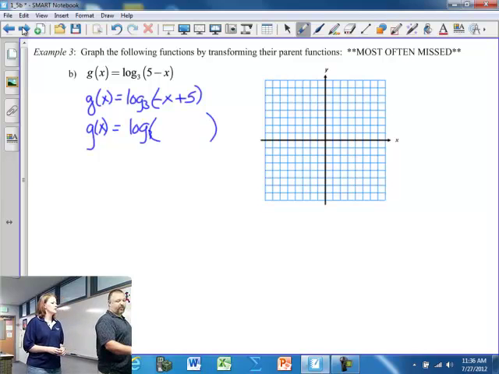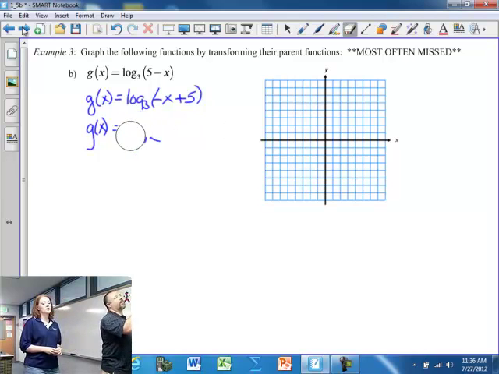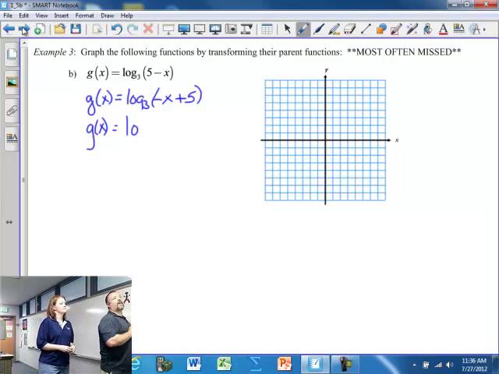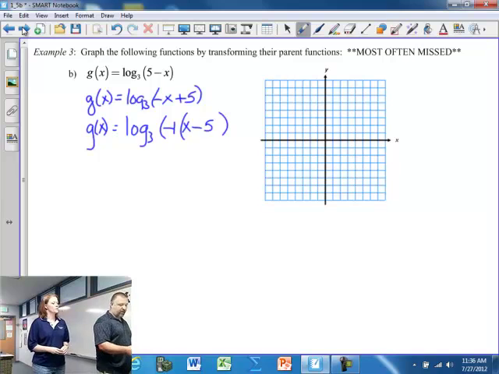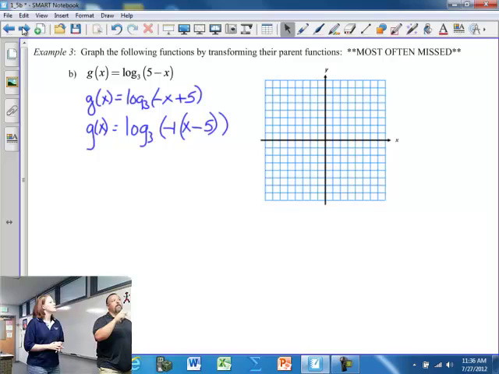It is hugely important. People in calculus are missing this problem on the AP Calc exam, and Mr. Licky knows because he grades them. So log base 3, and the minus sign gets factored out. That's really a -1 if you want to make it that way. In parentheses, that would be a positive x minus 5.